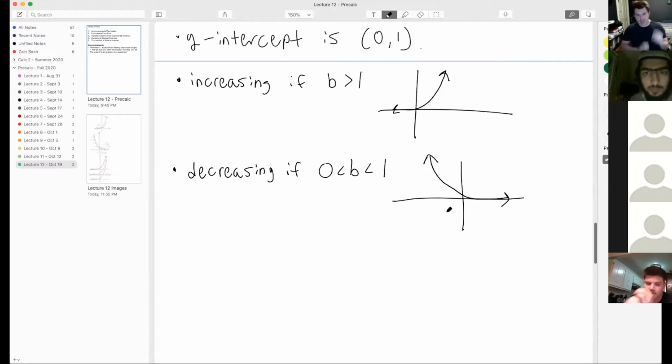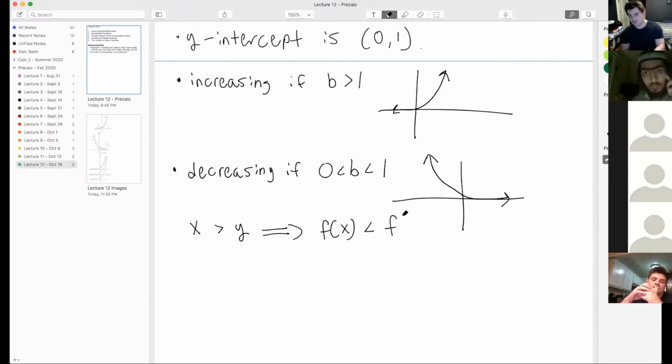Got it. Okay, and let me just write that in symbols. It means that if x is greater than y, this will imply that f of x is less than f of y. Notice the inequality flipped. If I make x bigger than y, the function evaluated at x will be smaller than f evaluated at y. This is the symbolic representation. That's what it means to be decreasing, this implication.